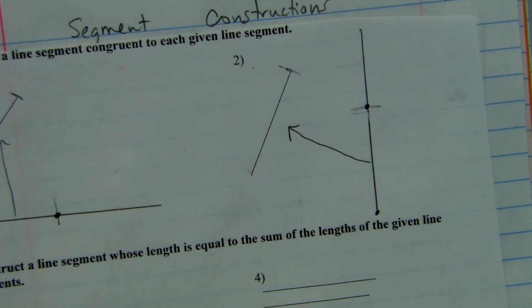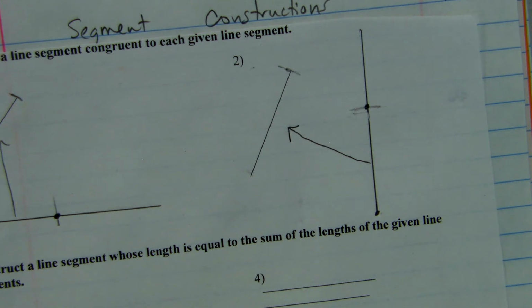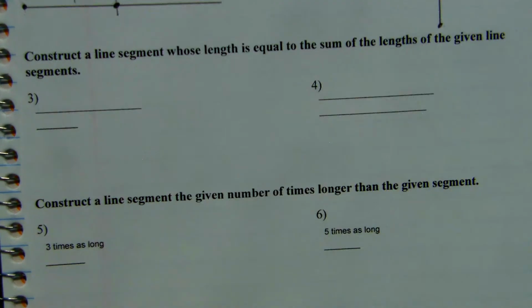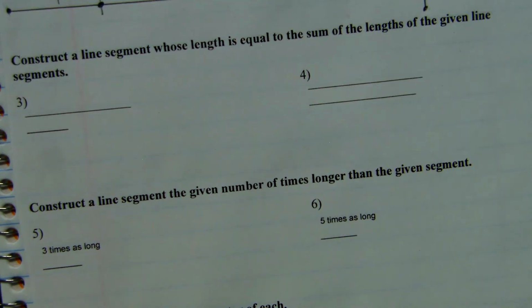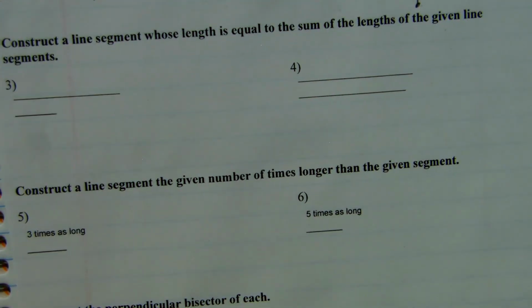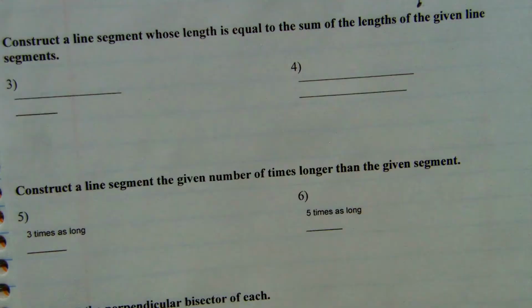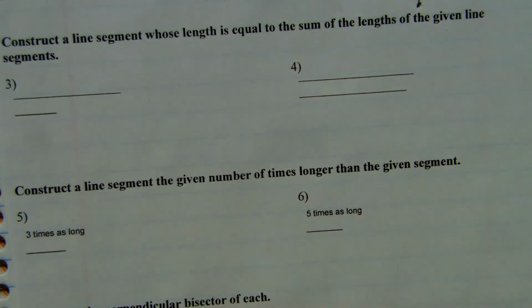This concept is really useful if you're going to use the same measurement over and over again in a picture. You just measure it out, and you can do all kinds of cool things just knowing how to copy a length. Okay, so let's go down here. It says construct a line segment whose length is equal to the sum of the lengths of the given segments. So they want us to add these two together. Same concept, except we're going to have to do it twice.